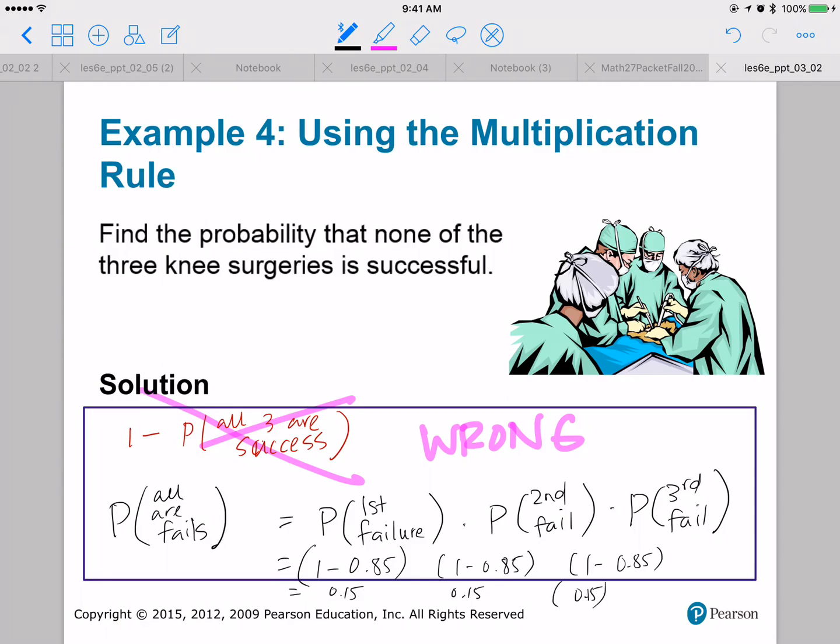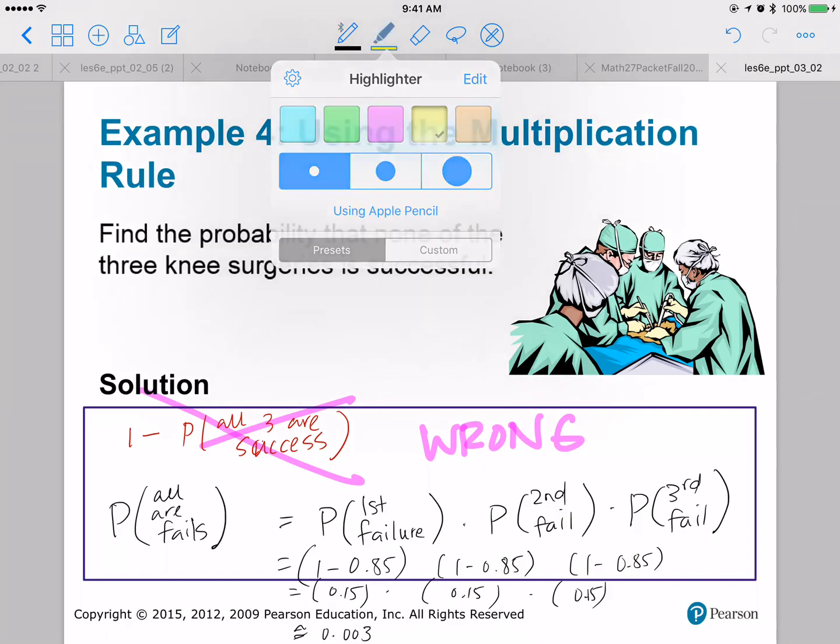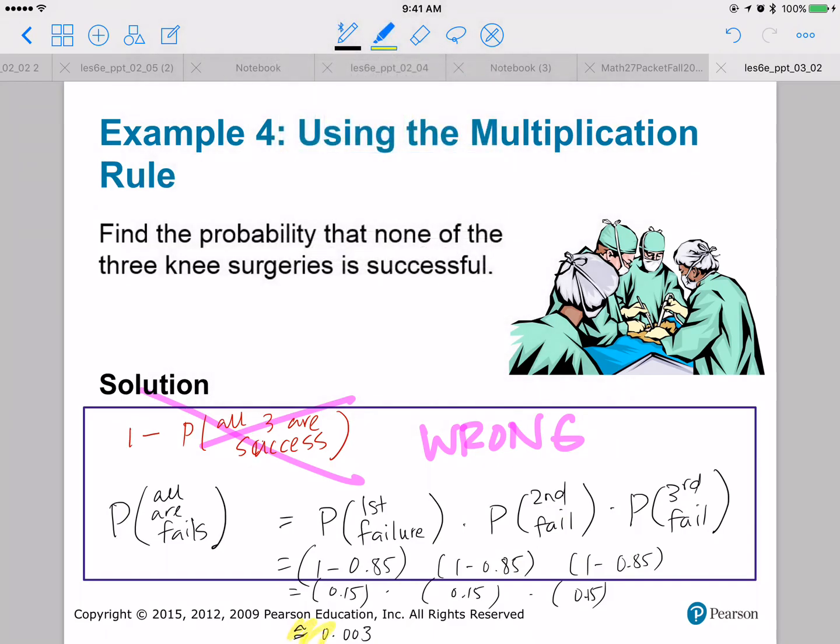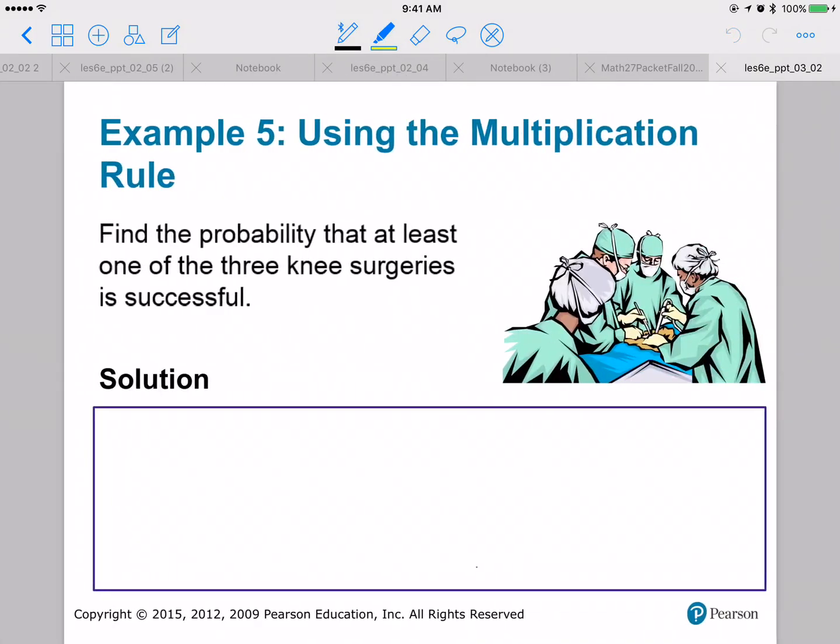And so now, when we multiply it all together, we'll get about 0.003. Okay. So that's going to be our final answer. Now let's go to the last problem. Find the probability that at least one of the 3 surgeries is successful.